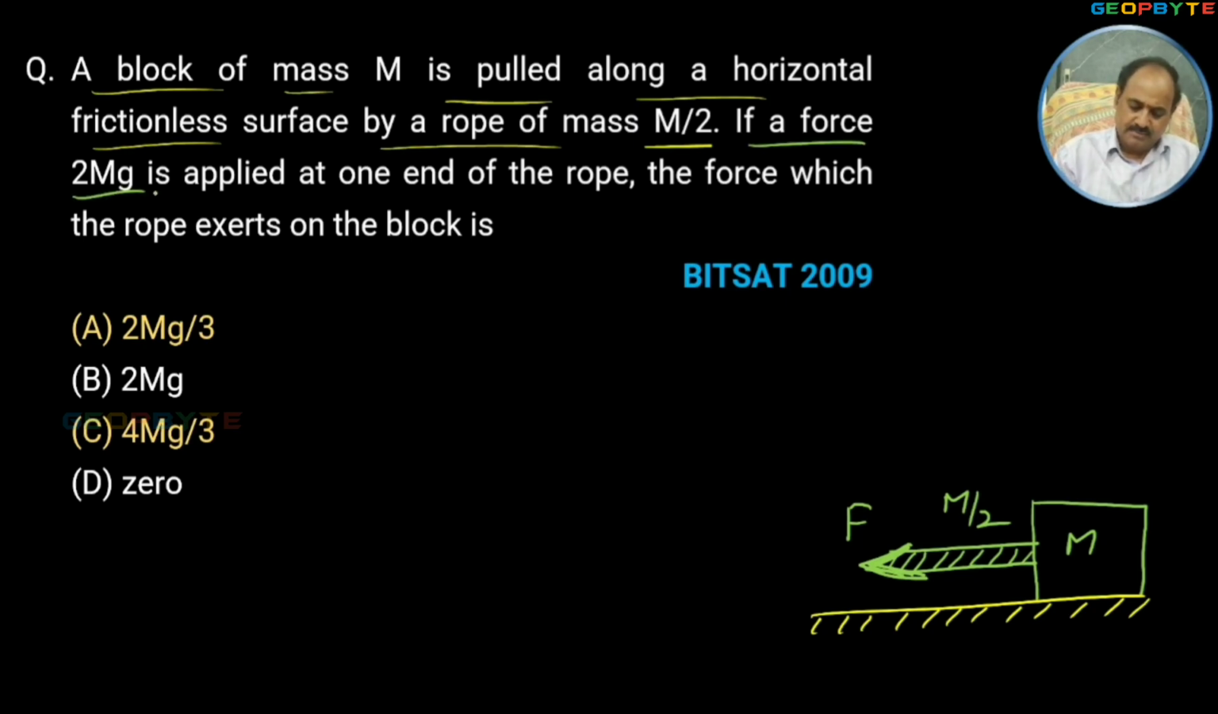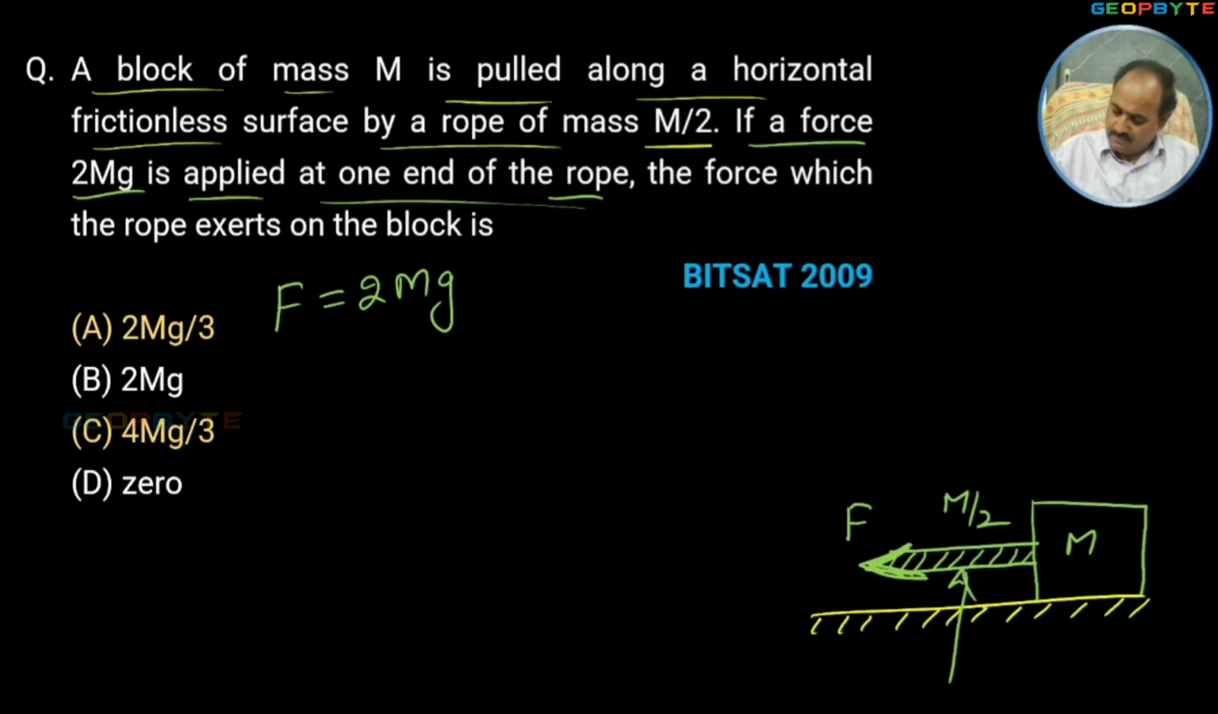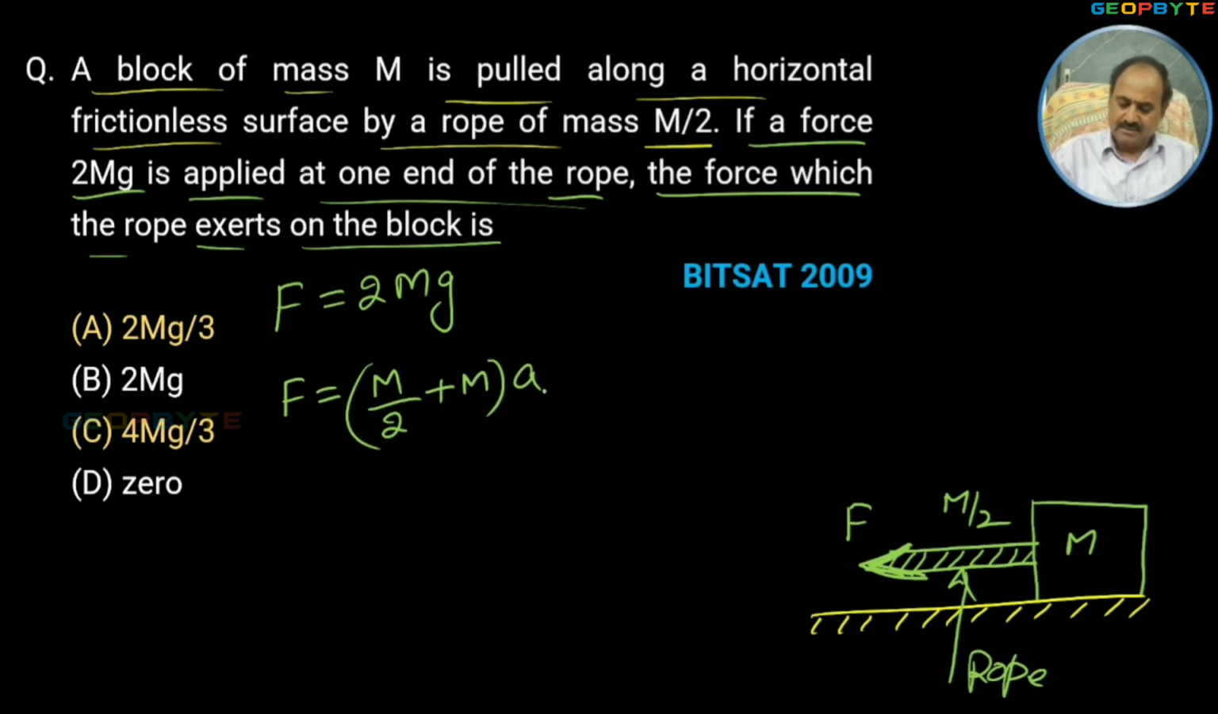If a force F equal to 2 mg is applied at one end of the rope, what is the force exerted on the block by the rope? That's what he is asking. For that, let us write the force balance equation. This force must be equal to M by 2 plus M times the acceleration.